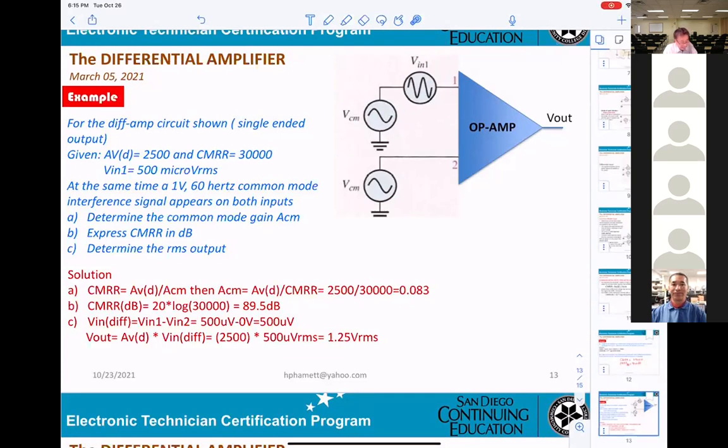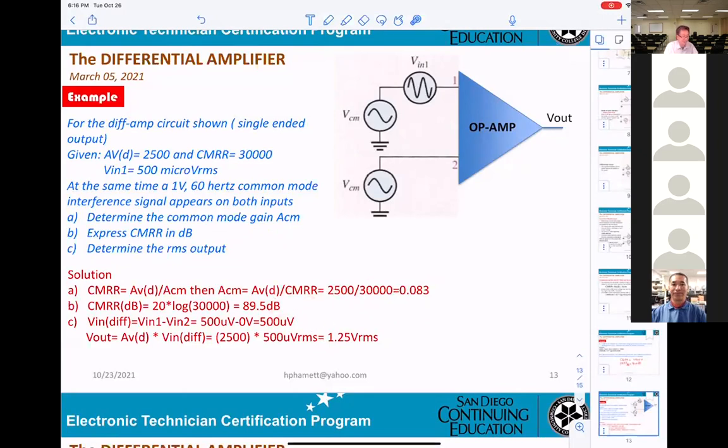Now, number A, they determine the common mode gain, ACM, expressed in common mode rejection in dB. And they want the RMS output. Make sure you carefully go through this example. That helps a lot. I already gave the solution here. You can go to the solution and try to understand it.